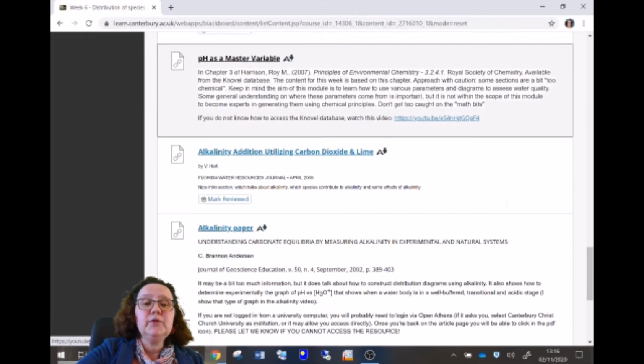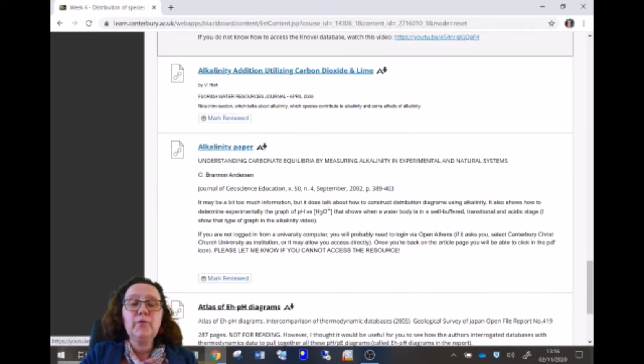I've got a couple of papers on one of the aspects of the slides, which is alkalinity. The first one, alkalinity addition, is utilizing carbon dioxide and lime. It has a nice introduction section, and it talks about alkalinity and what species contribute to alkalinity and what alkalinity is. And the second one, understanding carbonate equilibria, that's a much more technical paper, so it can be a little difficult to follow if you are too bogged down.